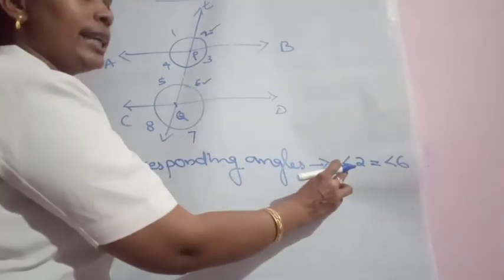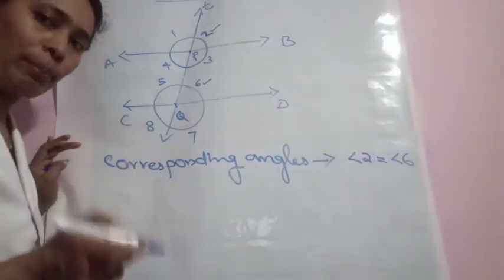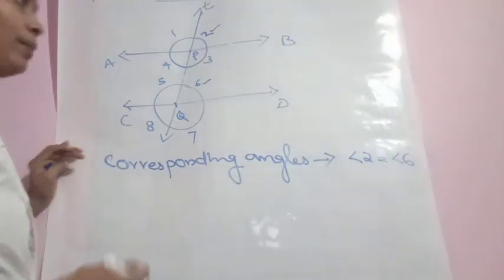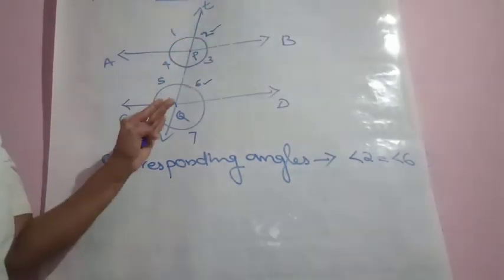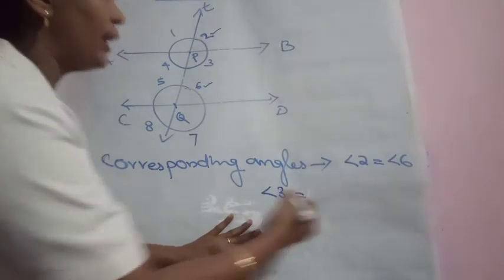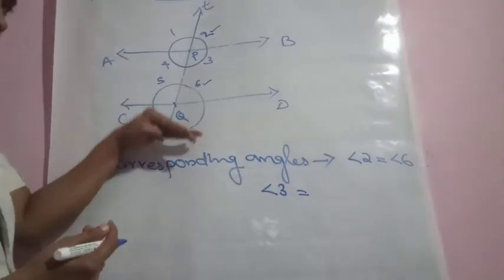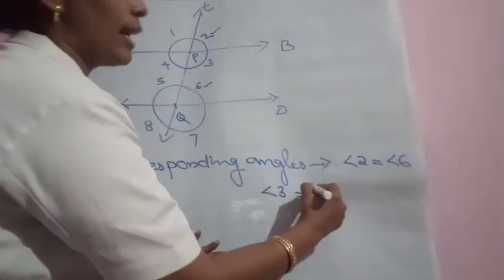And we can see that they are always equal in measure. Similarly, below AB, right of the transversal, that is angle 3, is equal to, similarly below CD, right of T, which angle is the 7?